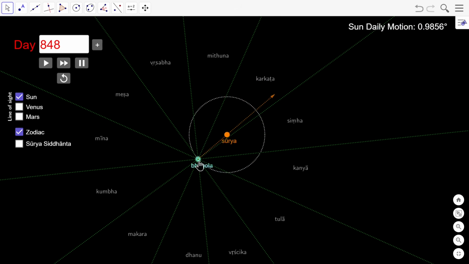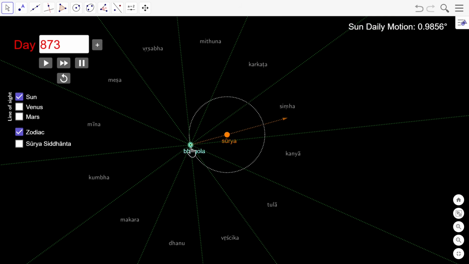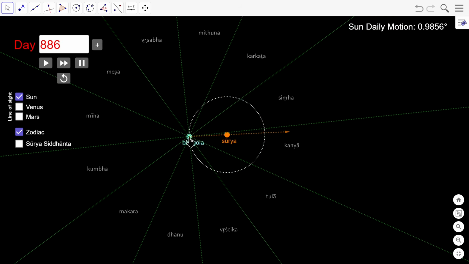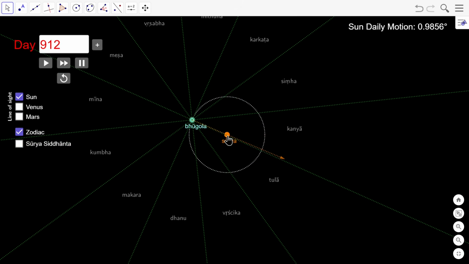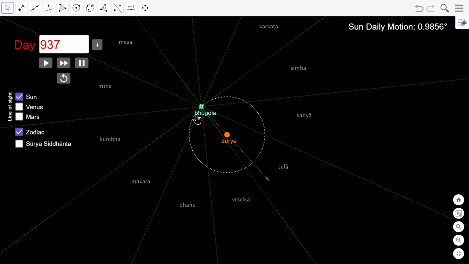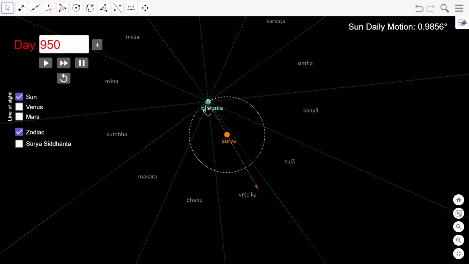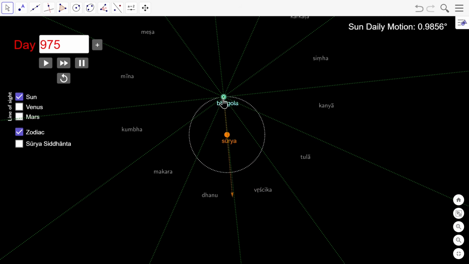In reality, it is Bhugola which is moving. But see, a very important point, the zodiac is centered on Bhugola, not on Surya. Because the zodiac is centered on the observer, and observer is here on the earth. So I can't center the zodiac on the sun when I am standing on the surface of the earth.